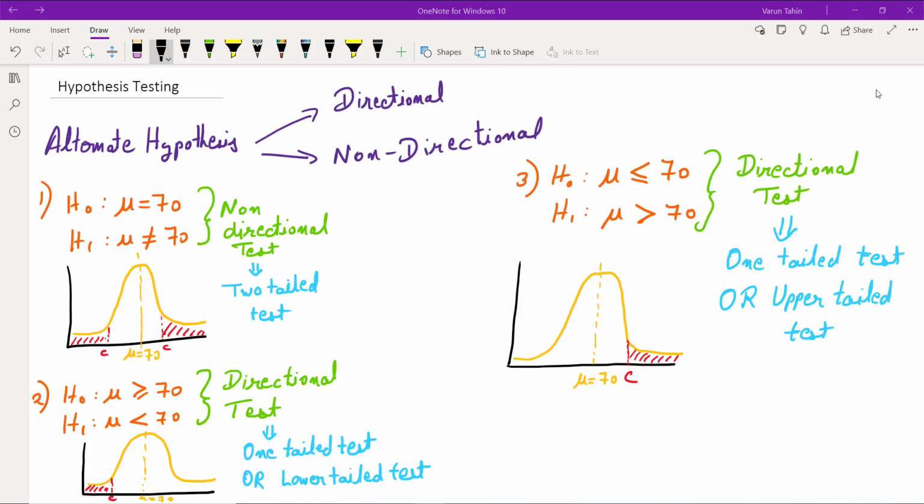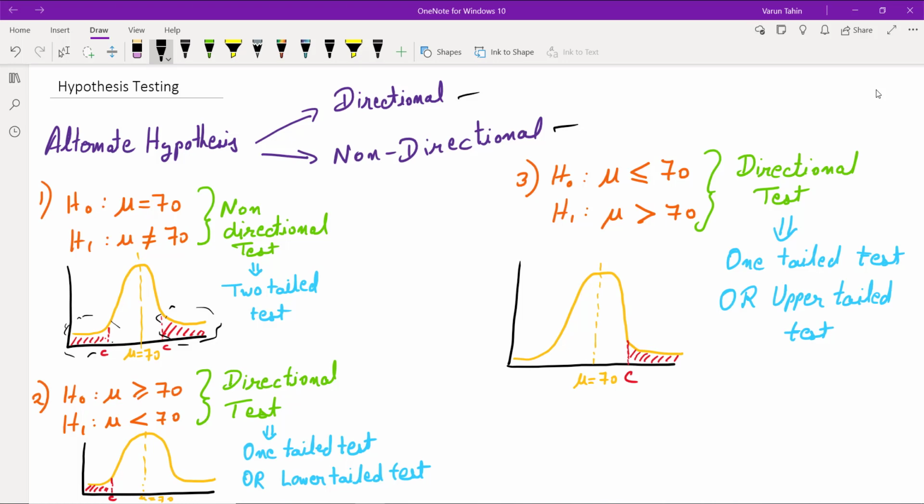Now critical regions like LCV and UCV do not always lie on both sides but depend upon the nature of the alternate hypothesis. Okay, so the alternate hypothesis can be directional or non-directional. Now this example which we have seen is an example of a non-directional test where the null hypothesis is mu equals 70 and the alternate hypothesis is mu is not equal to 70. And the critical points lie on both sides of the distribution, and so it is also known as a two-tailed test because these signify the tails of the distribution.